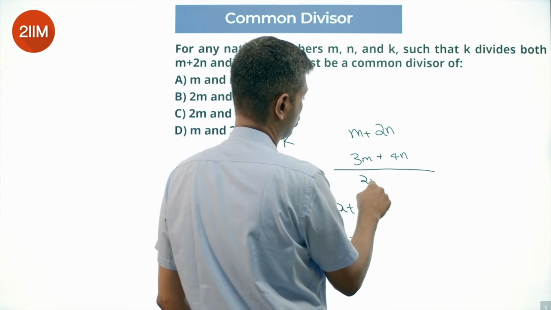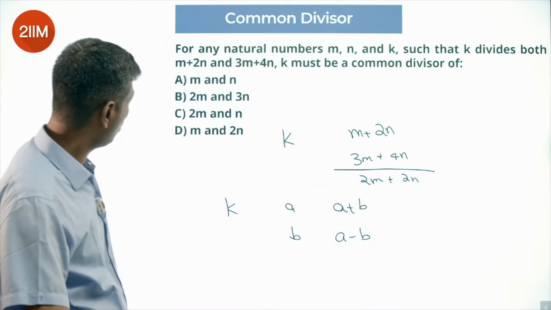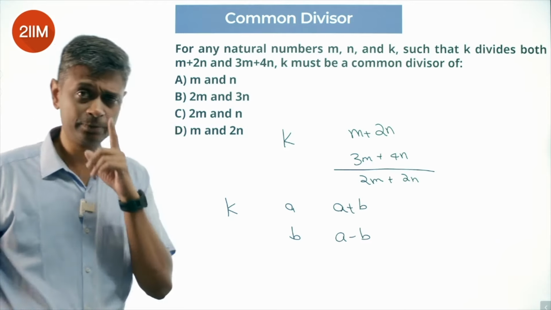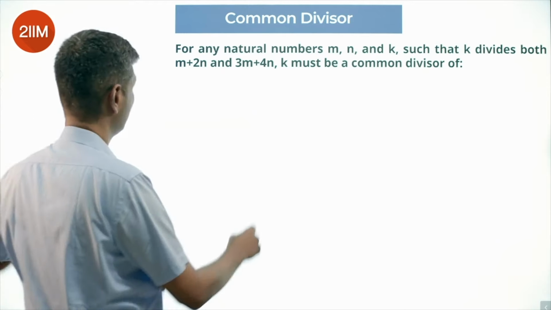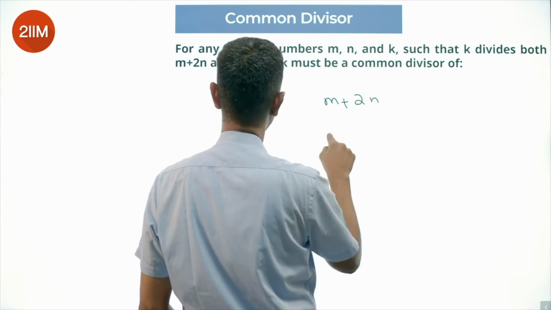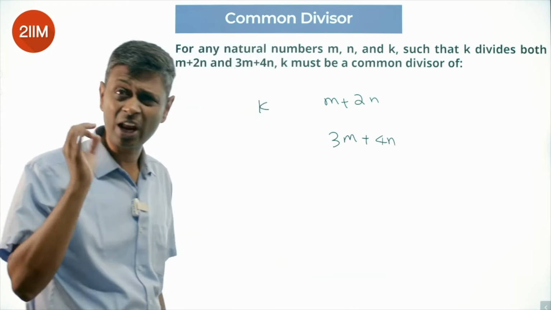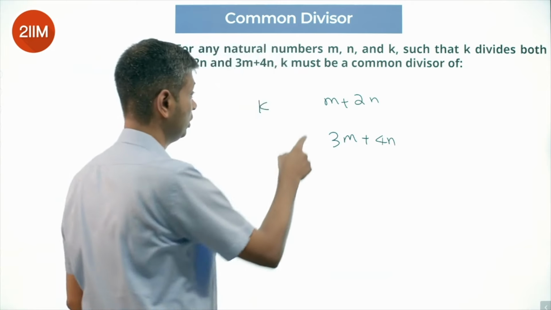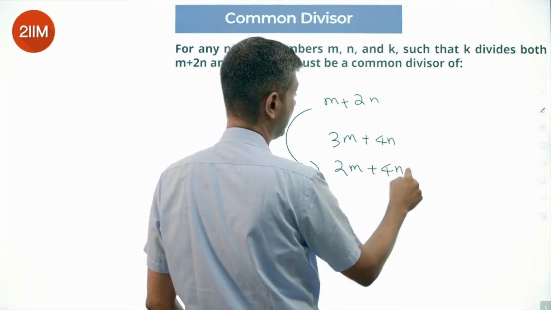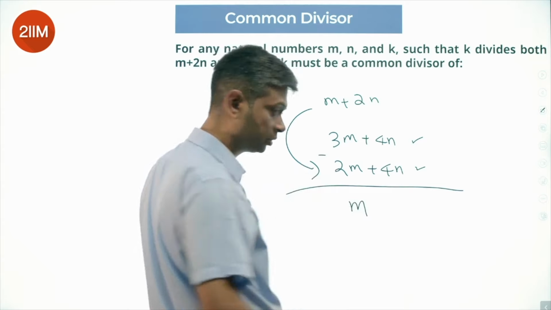2m plus 2n, k divides 2m plus 2n, which is interesting. But all our choices are not 2m plus 2n, they are m separately, n separately. So what do we do? We say, hey, k divides m plus 2n, k divides 3m plus 4n. And k divides m plus 2n, k is a factor of m plus 2n, that means k will be a factor of 2m plus 4n. K is a factor of this and this, k will be a factor of m. I subtract this from this.